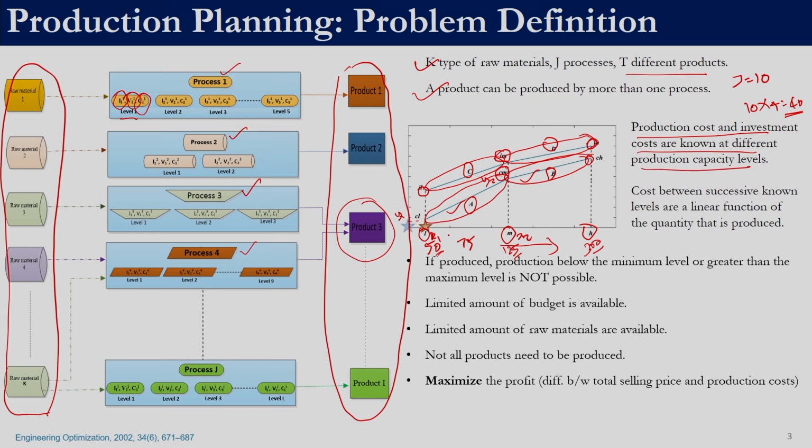So, in this figure they were known as L, M and H. Cost between successive known levels is a linear function of the quantity that is produced. We have also discussed that between L and M it is a linear function, and between M and H it is a linear function. Should there be some other level beyond H, again the function is linear.